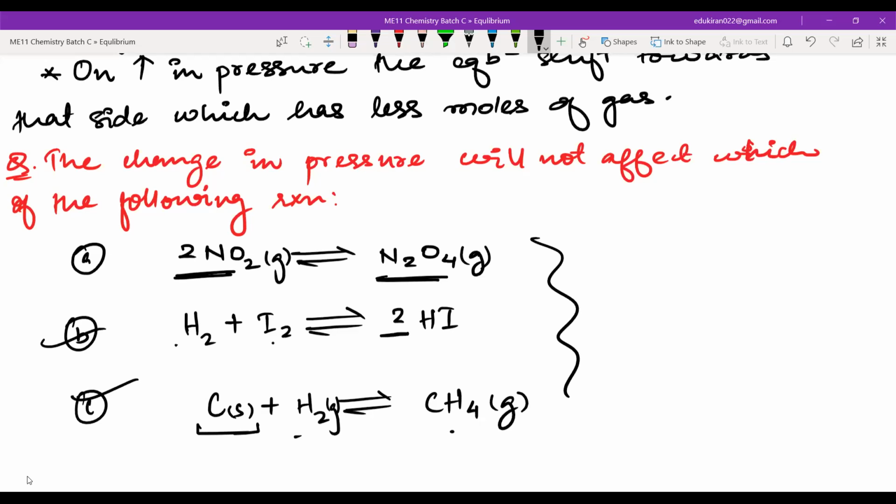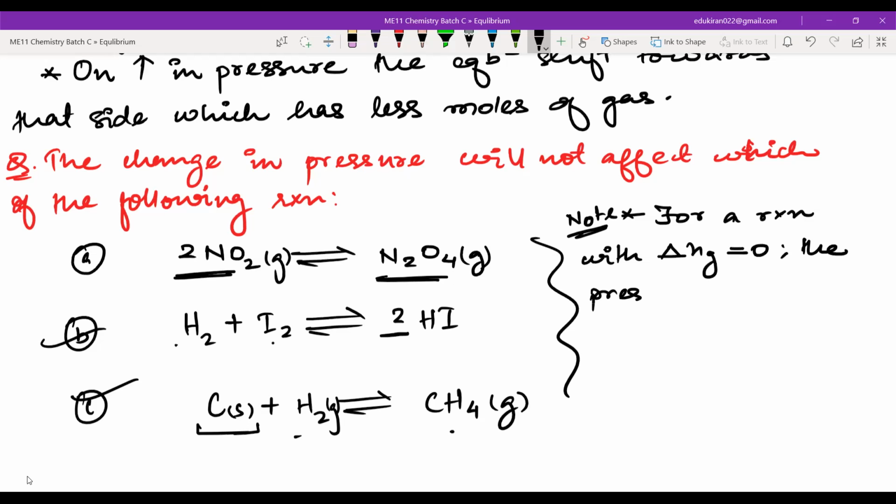So you can write a note. For a reaction with delta Ng equal to 0, the pressure has no effect. Okay, the pressure has no effect. Let me know if I can move on.